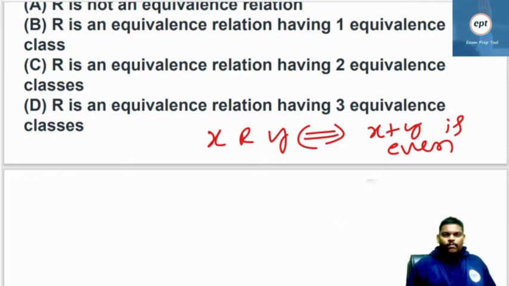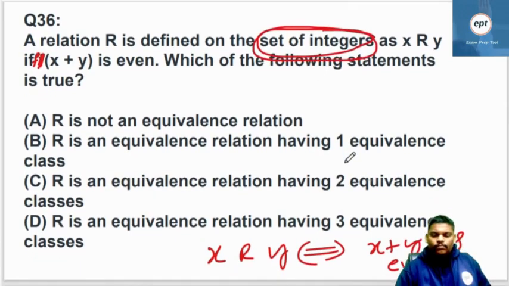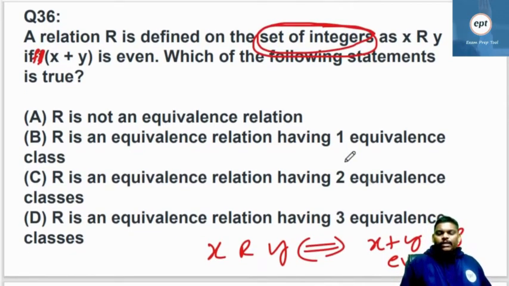A relation R is defined on the set of integers as x R y if x plus y is even. Now you start one by one. Remember, R is defined on the set of integers. Even and odd concept means there are no negative numbers, only positive numbers. Negative numbers have no meaning of even and odd.